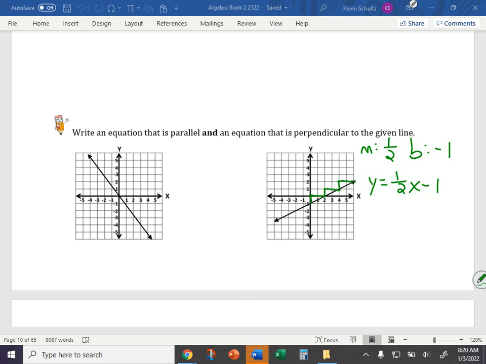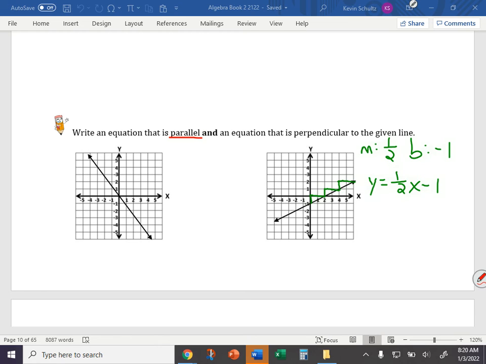Found the slope by counting up and over. Found the y-intercept by looking at where it crosses the y-axis. We need to write the equation of a line that's parallel, which means what? The same slope. Should we have the same y-intercept too? No. If we pick the same y-intercept and the same slope, then it's just rewriting the exact same line, right? It's not parallel to itself, right? It's got to be parallel to a different line.